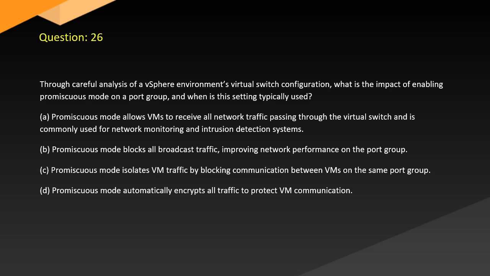B. Promiscuous mode blocks all broadcast traffic, improving network performance on the port group. C. Promiscuous mode isolates VM traffic by blocking communication between VMs on the same port group. D. Promiscuous mode automatically encrypts all traffic to protect VM communication.